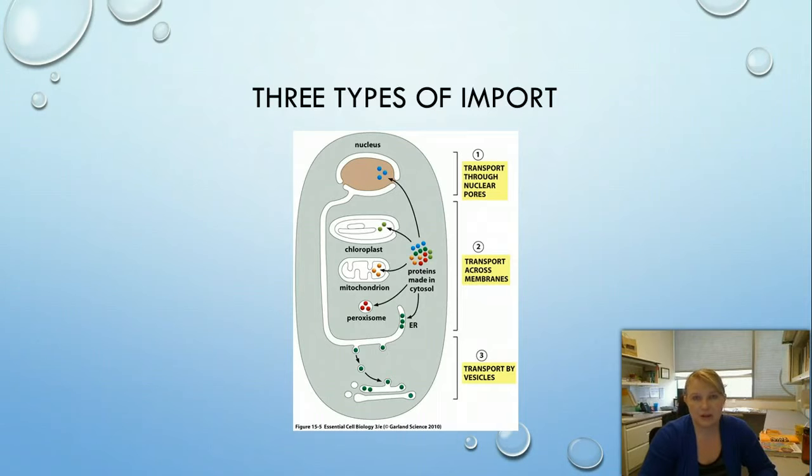We're going to talk about the transport through various different aspects to get them into the organelles they need to be in. And there's three different ones. There's the transport through the nuclear pores, transport across the membranes, and transport by vesicles. We're going to do transport by vesicles in the last topic of this chapter. So for this topic, we're going to focus on number 1 and number 2.